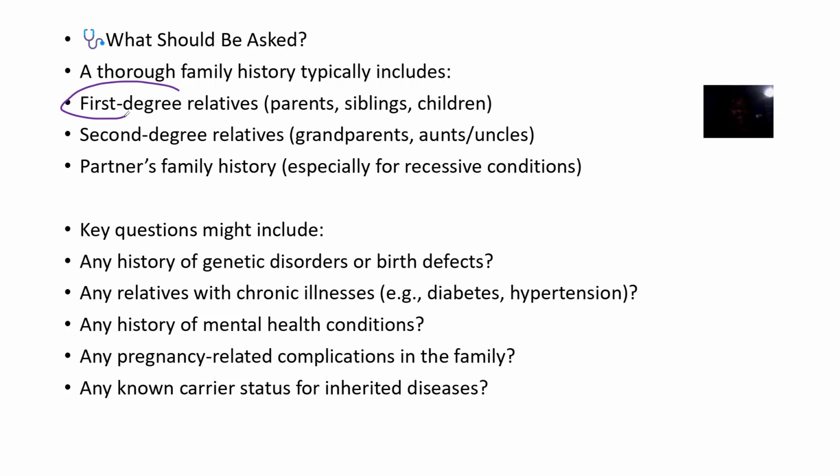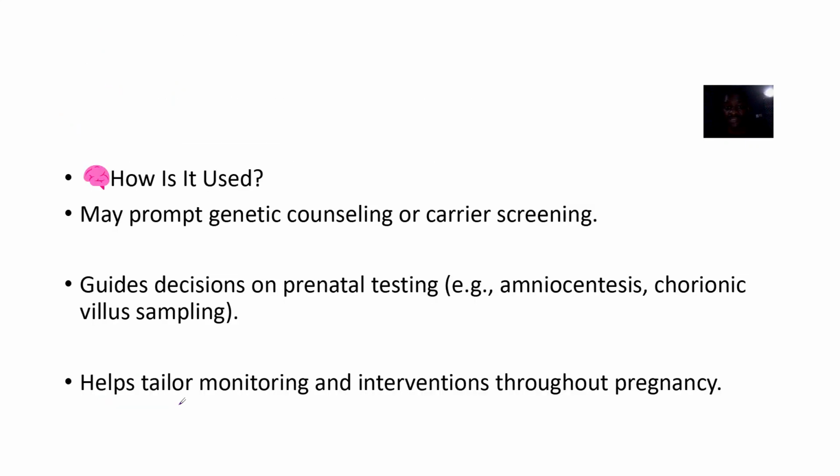Key questions are things like: is there a history of genetic disorders or birth defects? If the patient doesn't actually understand what is genetic, you have to explain in a way they understand. Any relative with chronic illnesses? Is there any history of mental health conditions? Are there any pregnancy related issues with the women of the family? Then any known carrier status for inherited disease.